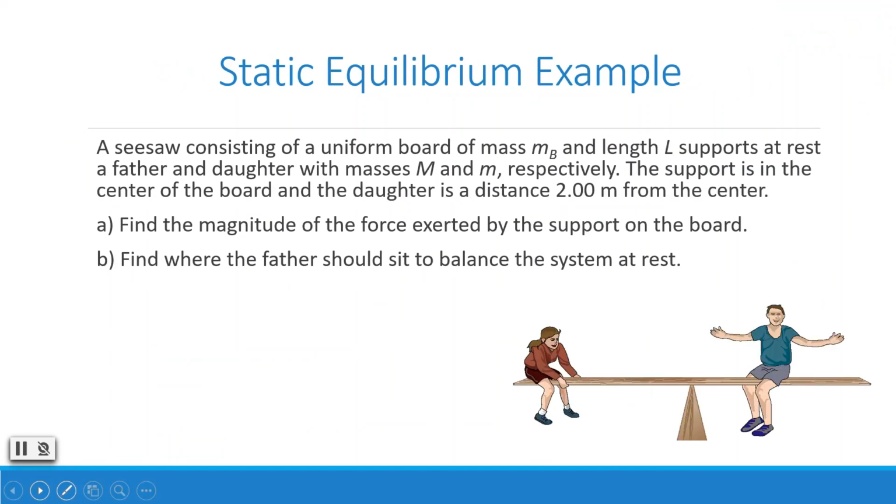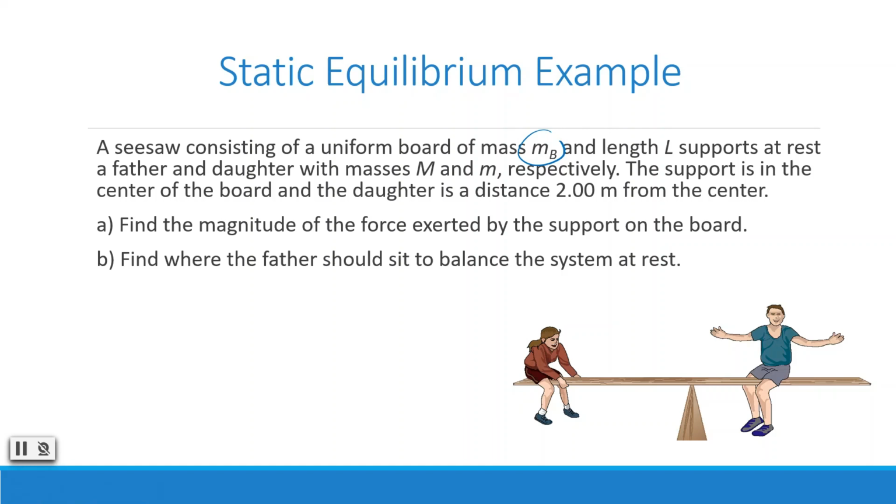So let's take a look at an example. So we have a seesaw problem. These are some of the more straightforward, easy problems because they don't involve motion in the x direction, just in the y direction. So we have a uniform board with a mass and a length, and there's a father and daughter with two different masses at different positions.